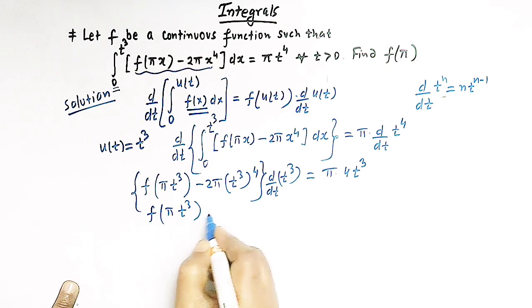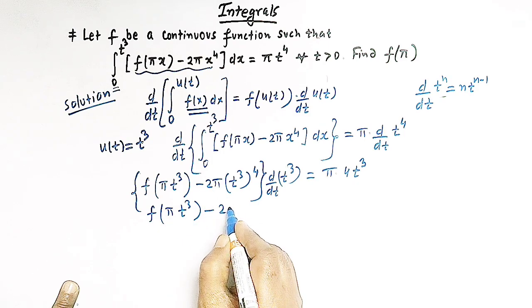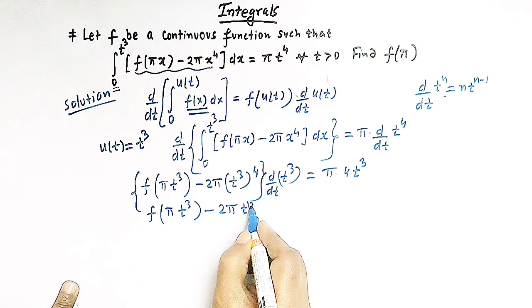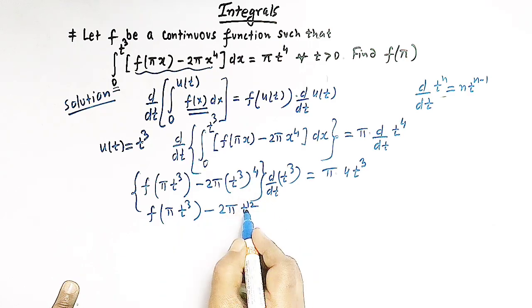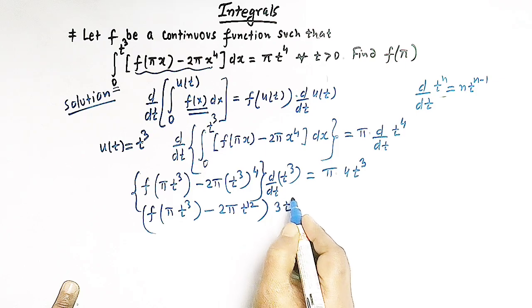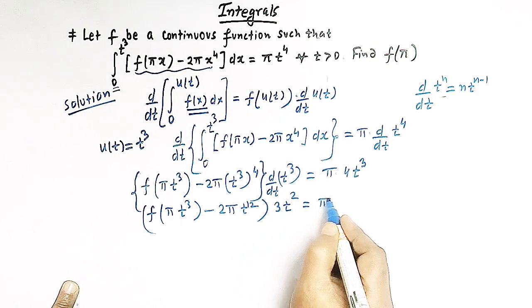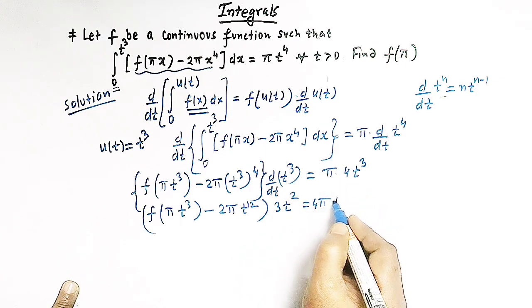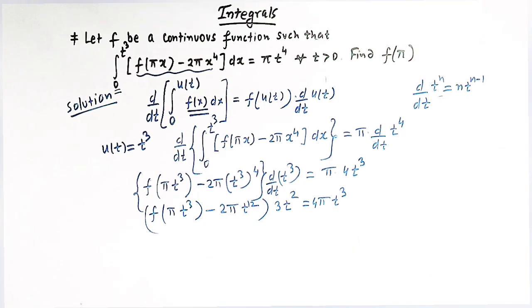Okay, so now we have f of pi t cube, and then we have here minus 2 pi t raised to 12. This is 3 times 4 is 12, and here we have 3t square, and here we have 4 pi, and this is t cube. So now let us rearrange the terms.